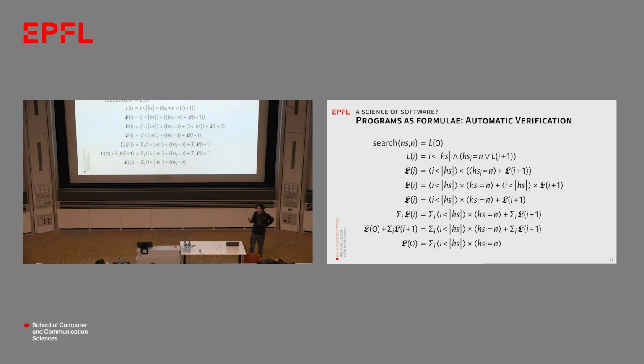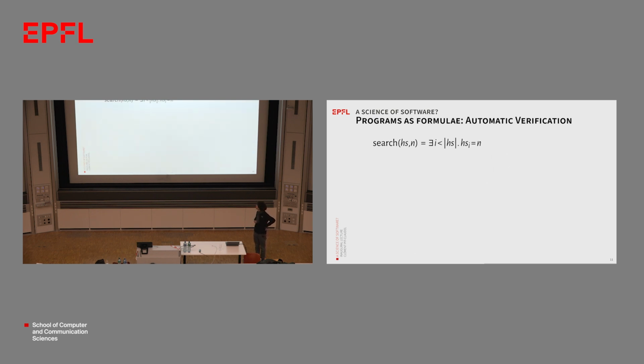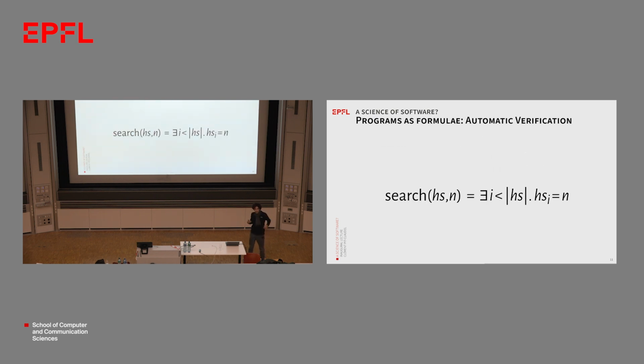Now, when is a sum non-zero? Well, at least one of the elements should be non-zero. So we can translate that back into logic by saying, does there exist an I such that I is less than hs, such that hs of I equals n. And that, well, is the formula that we were looking for. So you can actually take a program and translate it into math. And that has profound implications. It means that we can take programs, automatically make math out of them, and then use mathematical solvers to check, does my program conform to a specification? Does it do what I want?